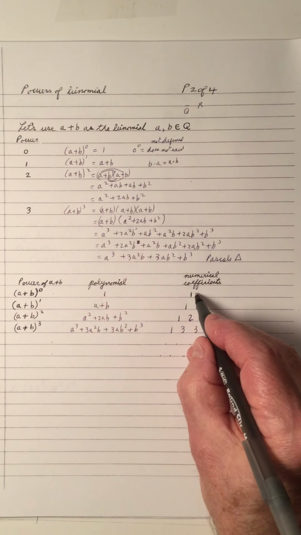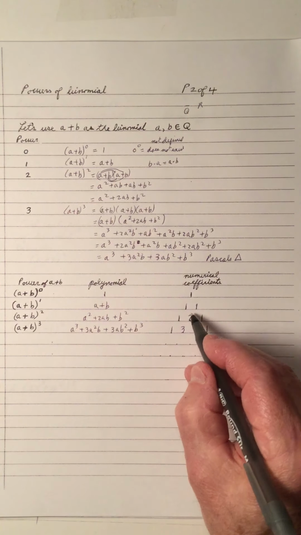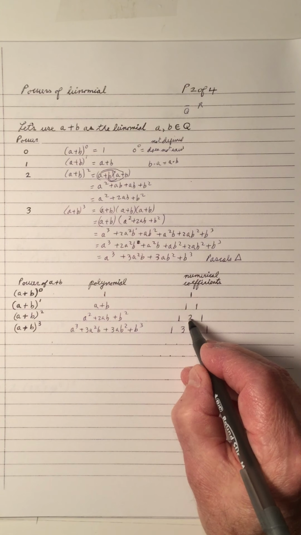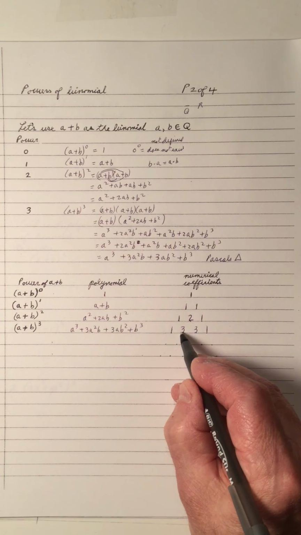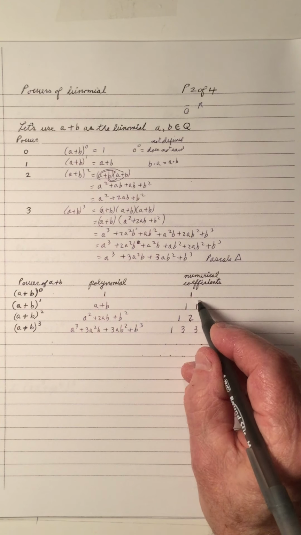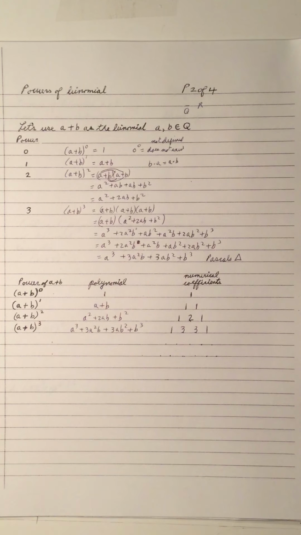If you notice, this is the 0, this is the 1, and this is the 2, second power. So if you come down through this line here, you'll see that's a plus b squared. That's a plus b cubed. So the second number in this set, that's a 0 there. So the second number going through here is the power of the binomial.